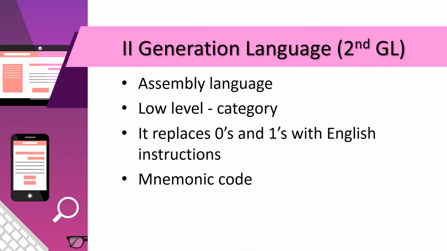Second generation language. It is also called assembly language. And one more thing is, this language also belongs to the category of low-level programming language. It uses the concept of mnemonics for writing the program. It is easy to develop and understand when we compare this language with the first generation language, because it replaces zeros and ones with English instructions, that is mnemonics.